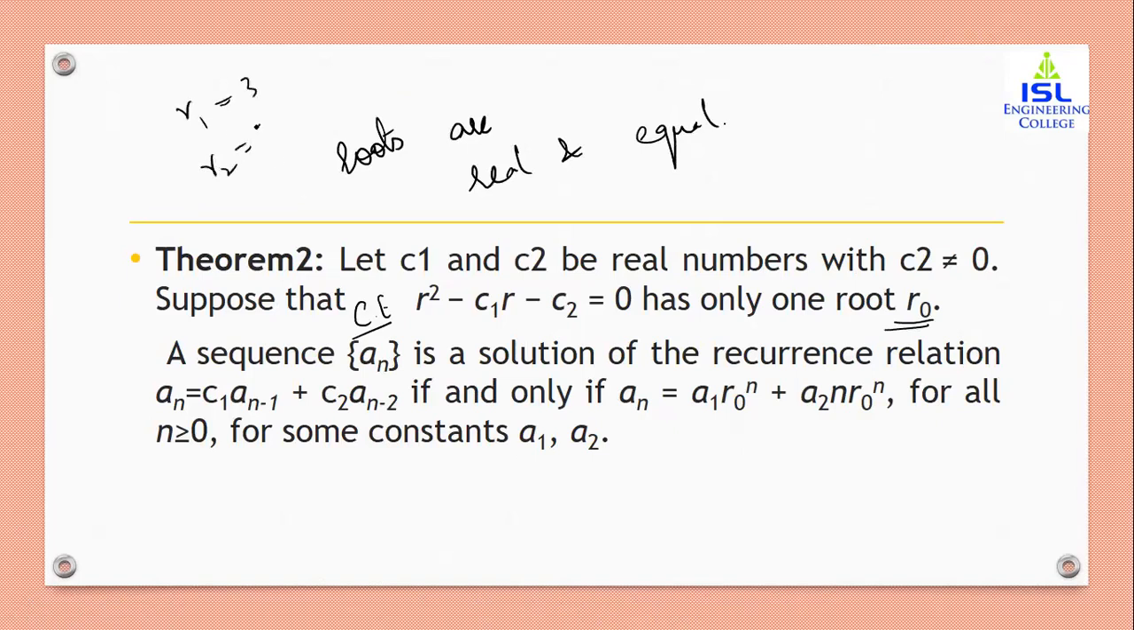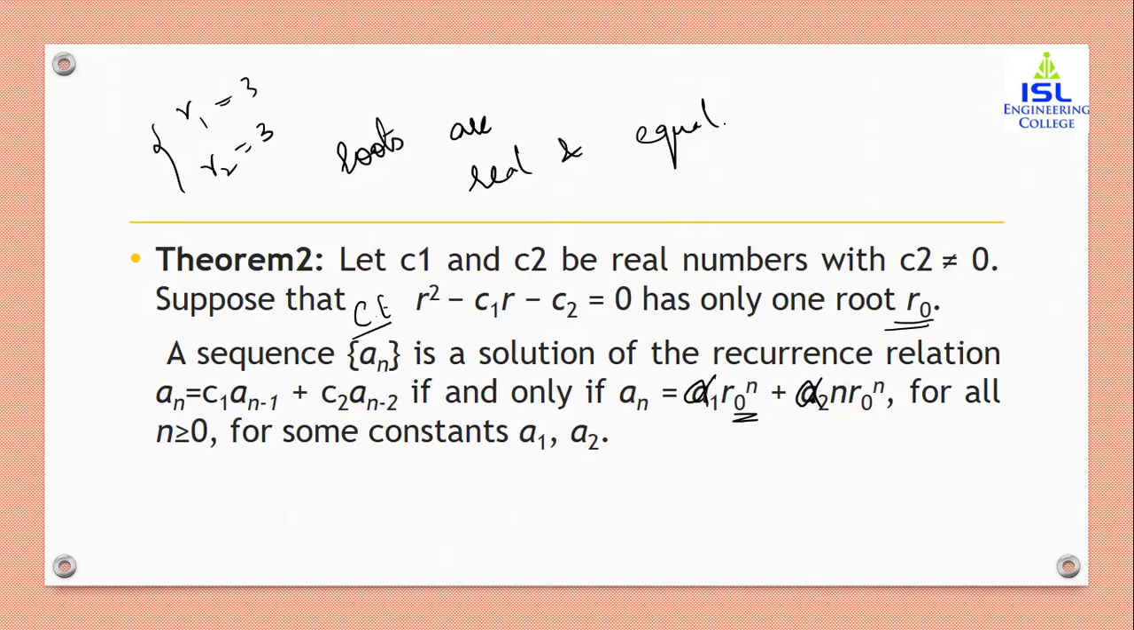So if R1 is 3, then R2 is also 3. Those kinds of problems. Then what will be the general formula for that recurrence relation? A sequence AN is a solution of the recurrence relation AN is equal to C1 AN minus 1 plus C2 AN minus 2 if and only if AN is equal to alpha 1 into R0 power n. What is R0? The equal root. So instead of using R1, R2, we are simply using the notation R0. So AN is equal to alpha 1 R0 power n plus alpha 2.